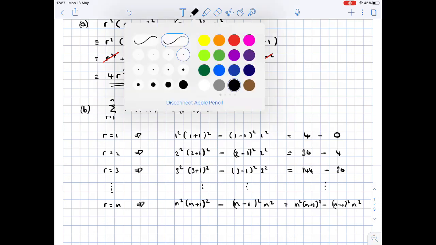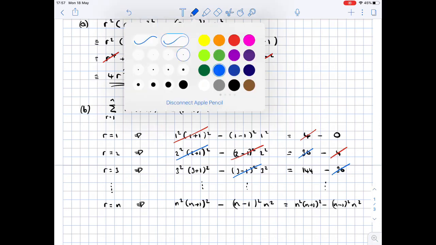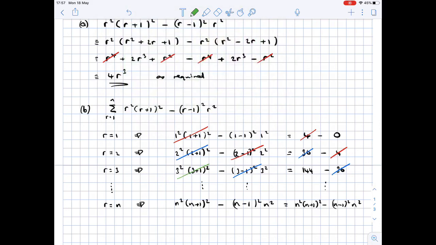So at this point we're trying to spot what cancels, and as we can see, the 4 and the minus 4 cancel. So that's equivalent to those two cancelling. Next, we can see the 36 and the minus 36, which is equivalent to the next two. And you start to spot that there's a pattern. So that would cancel with the next one. The 144 would cancel with the next one. And that would continue all the way down, noting that sort of diagonal cancelling, which then means at the final stage, the n minus 1 squared, n squared, will also cancel.